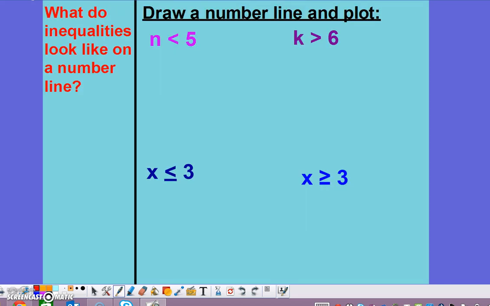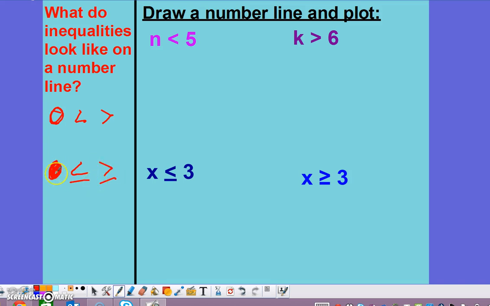So let's think about what those look like on a number line. It says draw a number line and plot n is less than 5 and k is greater than 6. We're going to start with those two first. Now when graphing, there's two things to think about. We have an open circle and we have a closed circle. The open circle is used when graphing your less thans and your greater thans. The closed circle is used for graphing your or equal to's.